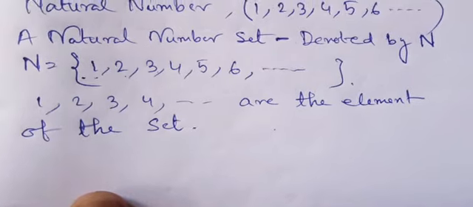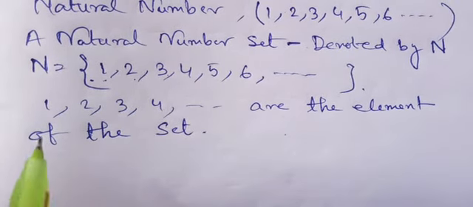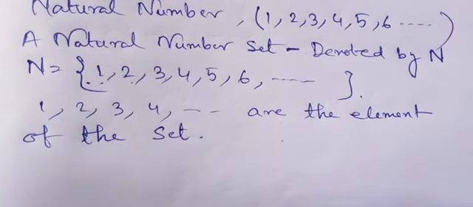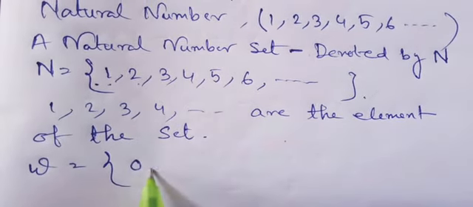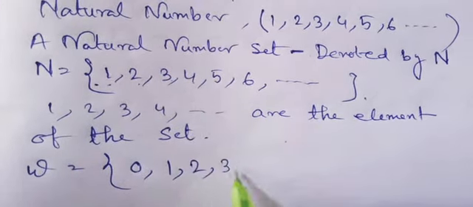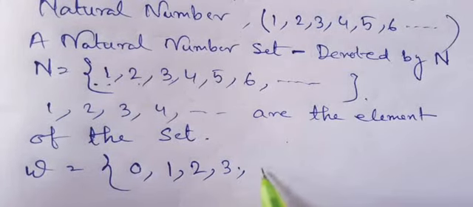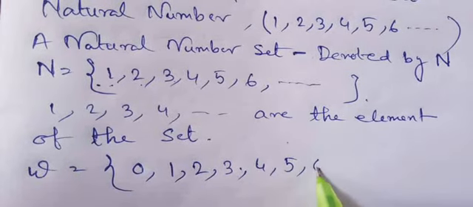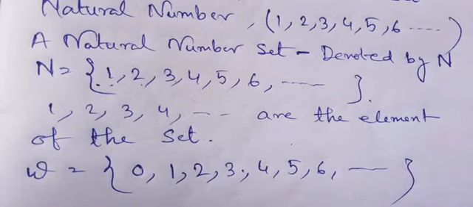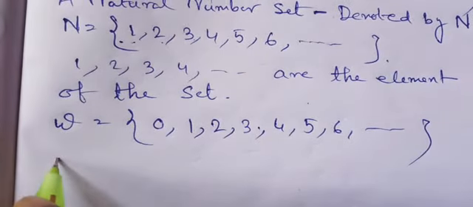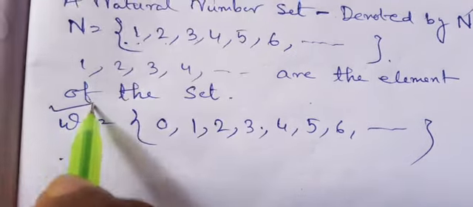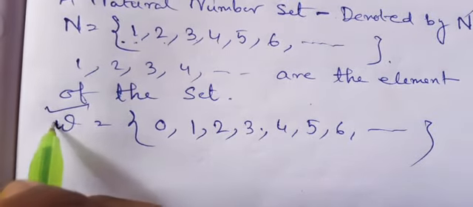Similarly, if we take the set of whole numbers, it is denoted by 0, 1, 2, 3, 4, 5, 6, and so on. So these are called the set of whole numbers, and this is denoted by capital W.